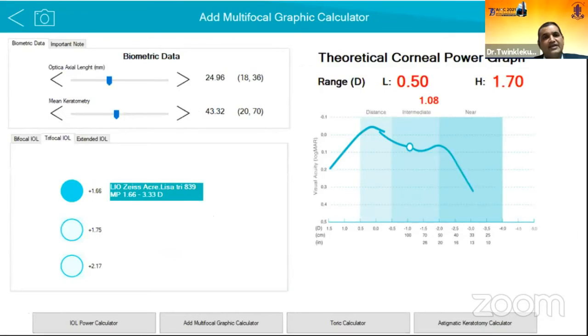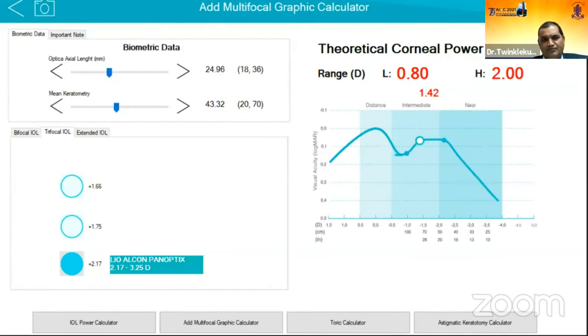And also it gives the presentation in different IOLs. What will be the defocus curve for distant, intermediate, near vision for every individual lens? Suppose it's a bifocal or a trifocal or extended IOL, all the commonly available lenses all over the world. According to the patient's requirement of distance dominance or near dominance, you can select it from this formula.